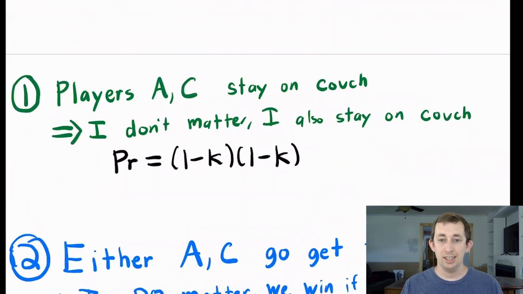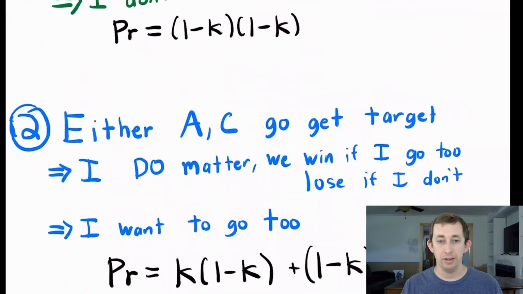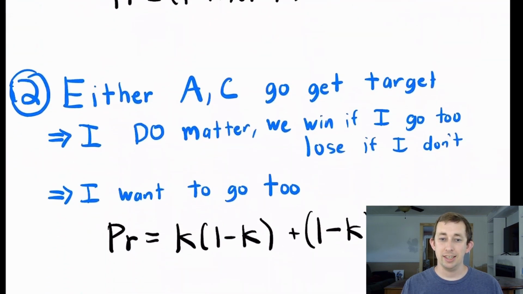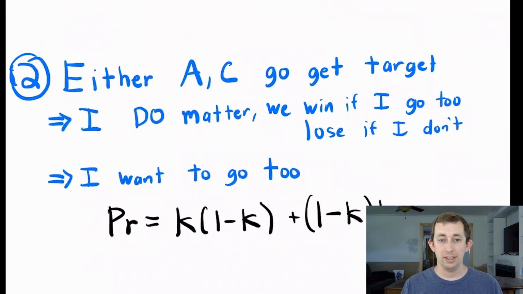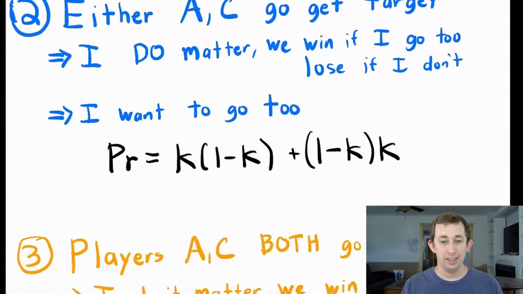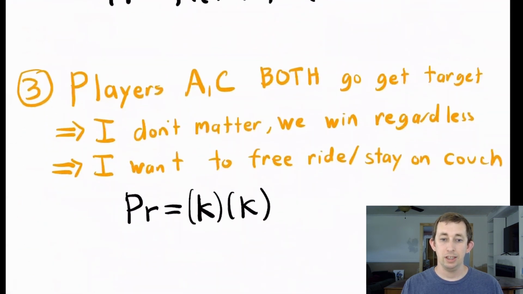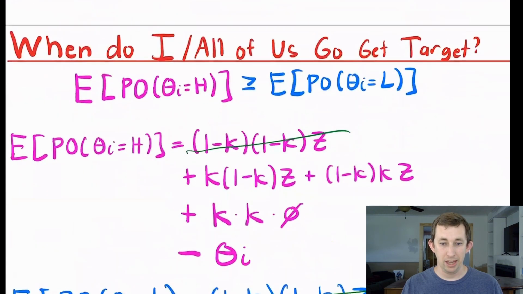Now, if players A and C are staying on the couch, it must mean that their costs were above the threshold, so the probability of that is 1 minus K times 1 minus K, because it's a joint probability distribution. The chance that one of them goes and the other one doesn't, well, that's 2 potential options. The probability that A goes and C doesn't, and the probability that A does not go and C does. So I've added those below here, and that's just saying one of them is below the threshold, the other one is above the threshold. The probability that both of them have cost below their threshold is K times K.